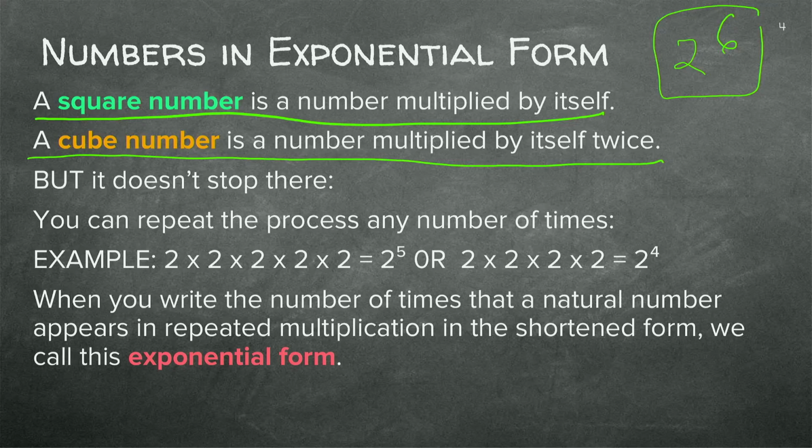Say, for example, here we've got 2, 2, 1, 2, 3 times, 1, 2, 3, 4, 5. So we multiply the base by itself 5 times, so it's 2 to the power of 5, or 1, 2, 3, 4, 2 to the power of 4. So when you write the number of times that a natural number appears, like for example, we've got the example, we call this the exponential form.